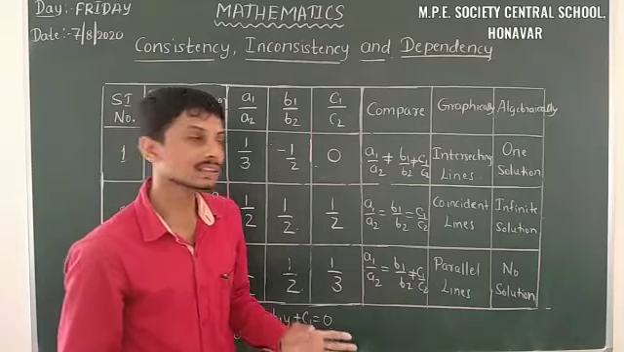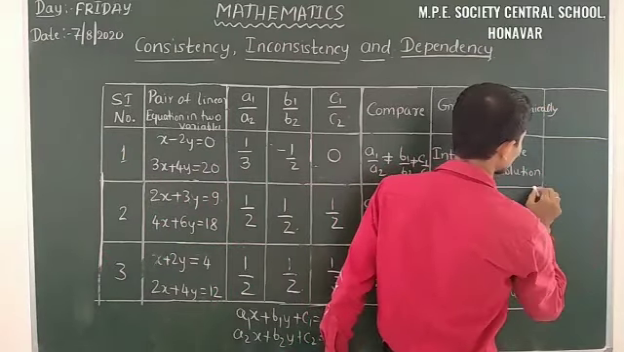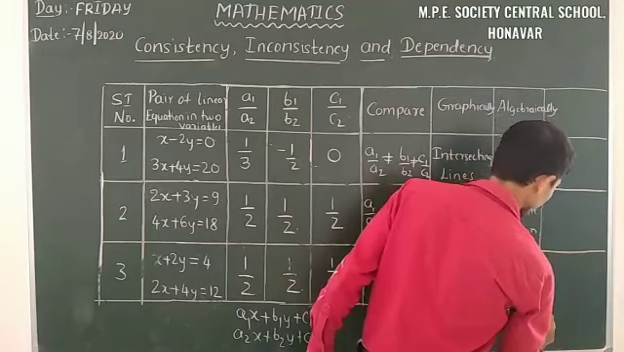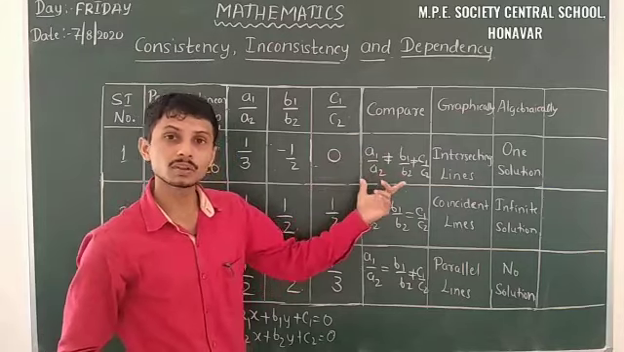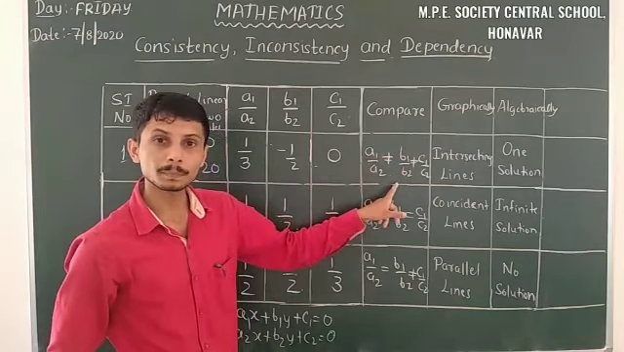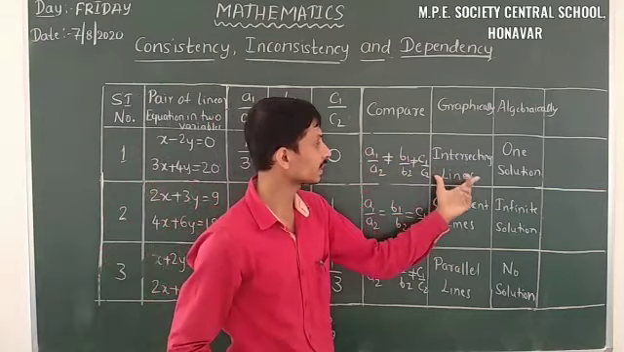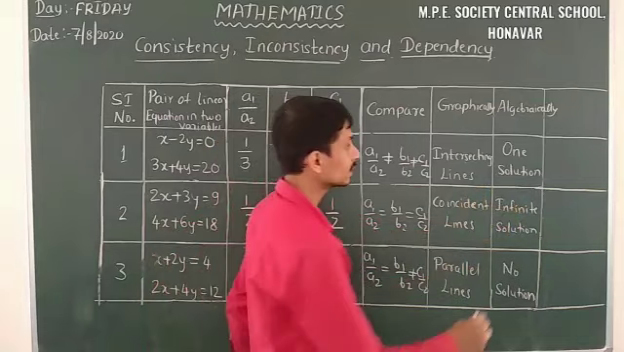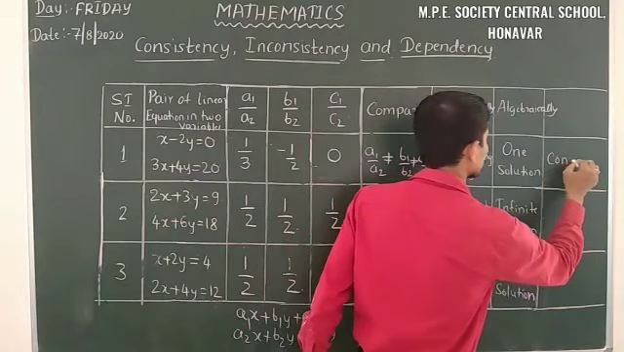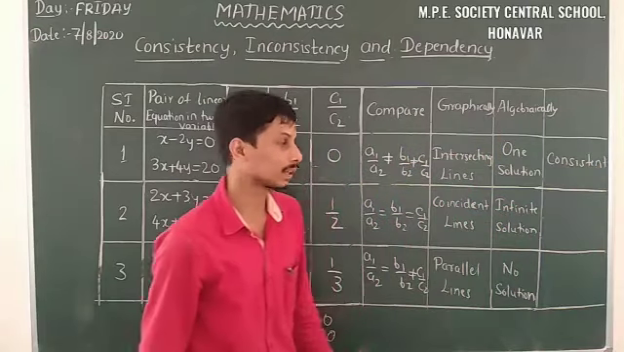We are categorizing this as consistent and inconsistent pairs of linear equations. When the pair of linear equations in two variables holds this condition, it has intersecting lines, it has a common solution. That means it is a consistent pair of linear equations.